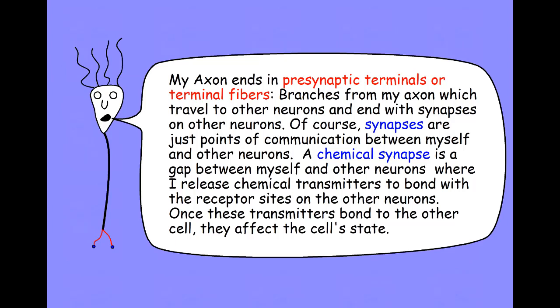The axon ends in presynaptic terminals or terminal fibers, branches from the axon which travel to other neurons and end with the synapses on those other neurons. Of course, synapses are just points of communication between one neuron and another. Chemical synapses are the most common by far, and a chemical synapse is actually a gap between one neuron and another, where the first neuron releases chemical transmitters, neurotransmitters, that bond with receptor sites on the other neuron. And once these transmitters bond, they affect the next neuron's state.